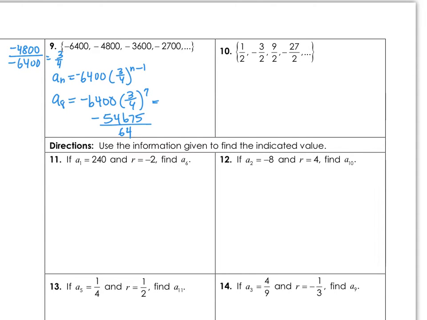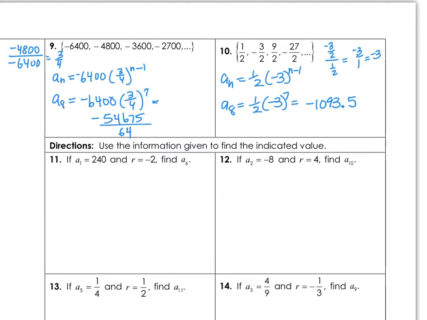Okay, so number 10, we're starting with 1/2. What are they doing? I'm going to go over to the side and just do negative 3/2 divided by 1/2 to see what that is. Well, the 2's would cancel. So they're just multiplying by negative 3 each time. So that means a sub n is equal to the first term times negative 3, n minus 1 times. So if I want the 8th term, it's 1/2 times negative 3, 7 times, and you get negative 1093.5. So like that one, 0.5 is fine because we didn't have to round it.